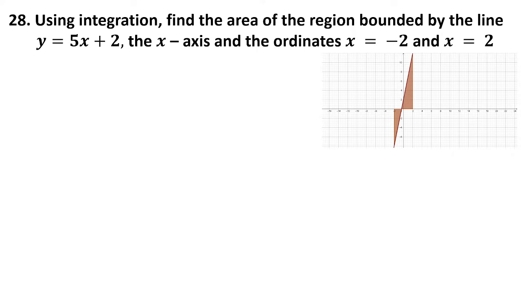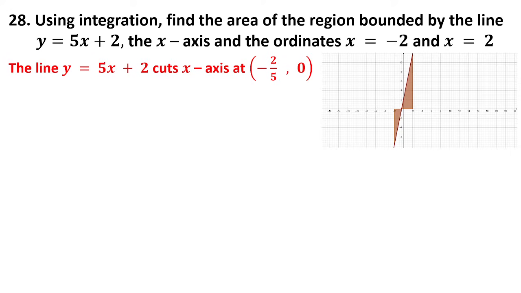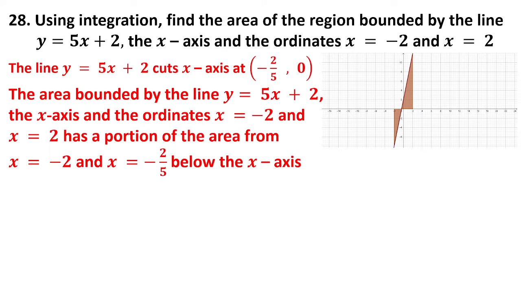value. Shall I repeat? The region which is below the x-axis, you have to do the integration just like the normal integration from a to b y dx, but you have to find its absolute value. Now all of you know that it cuts the x-axis at -2/5, 0. Therefore, the area bounded by the line has a portion from -2 to -2/5 below the x-axis. For that you have to use the modulus.